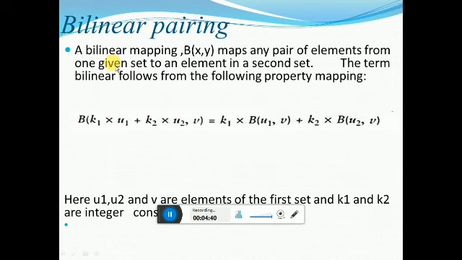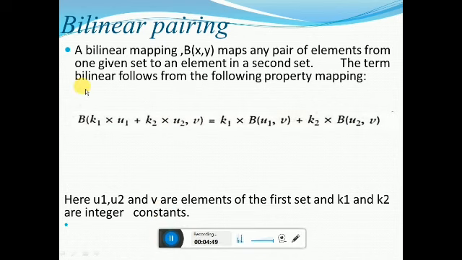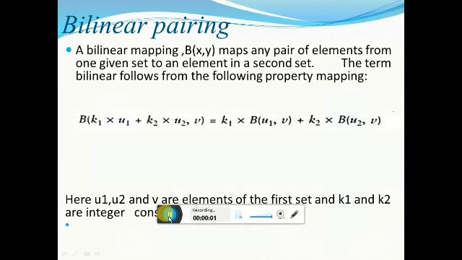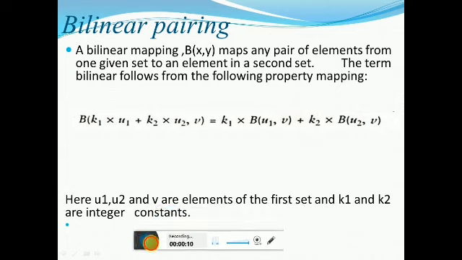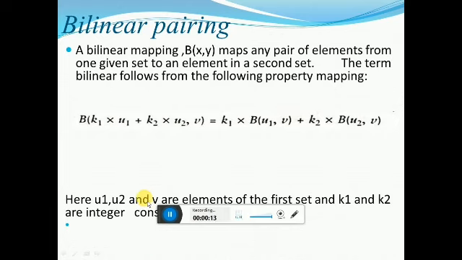The identity-based encryption idea was later implemented using bilinear pairing. A bilinear mapping B from X and Y maps any pair of elements from one set to an element in the second set. The term bilinear follows from the following property of the mapping, which is shown here. Next we are going to discuss the basics of bilinear pairing and examine how it can be used to implement IBE. We'll start our discussion with bilinear mapping.